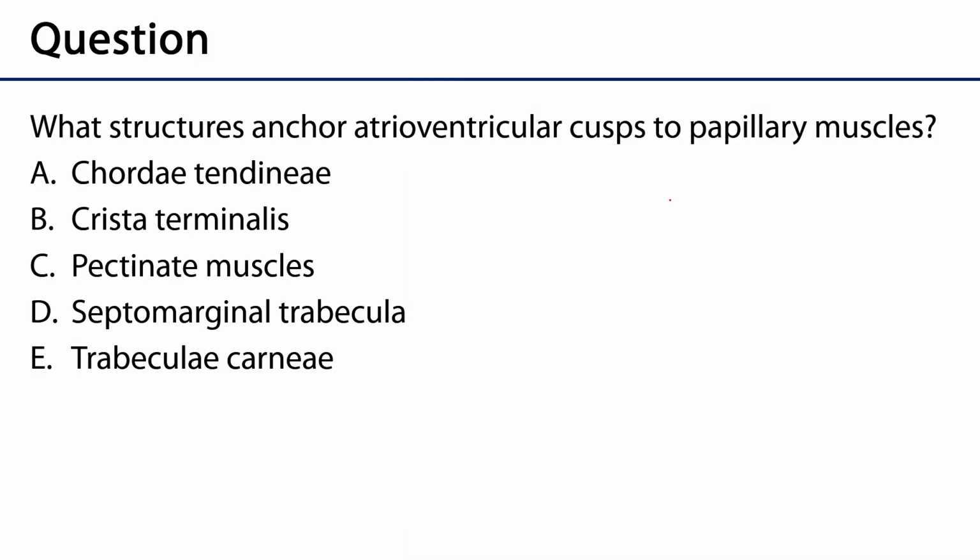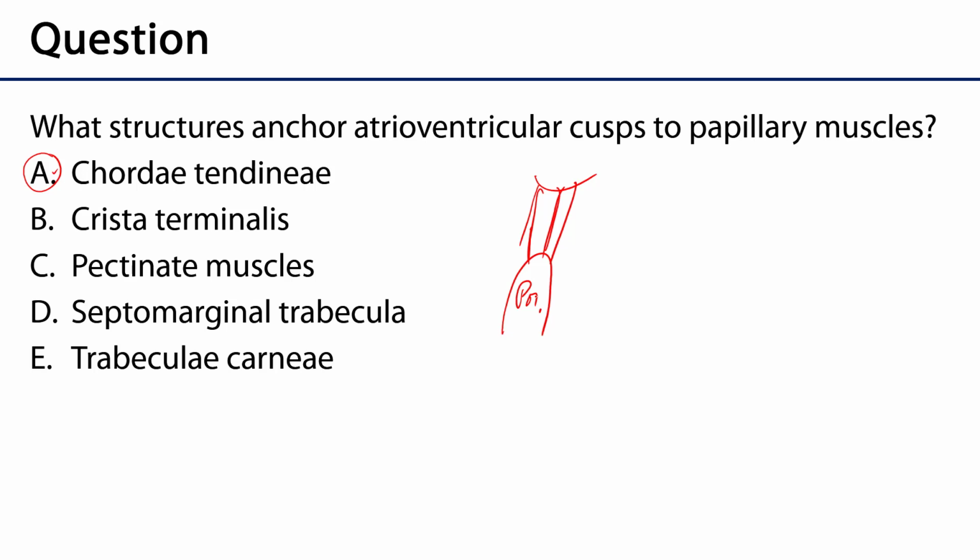And that leads us to our assessment question: what structures anchor atrioventricular cusps to papillary muscles? Are these chordae tendineae, the crista terminalis, the pectinate muscles, the septomarginal trabecula, or the trabeculae carneae? Well, the correct answer is chordae tendineae. Chordae tendineae are going to anchor cusps to extensions of the myocardium called papillary muscles.